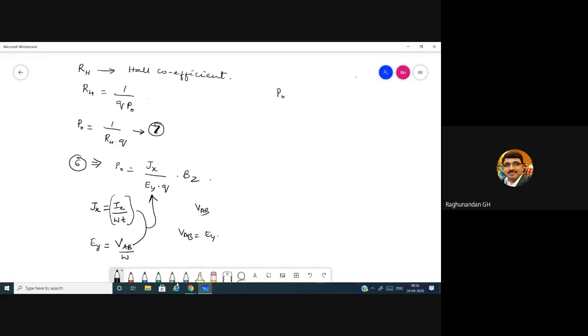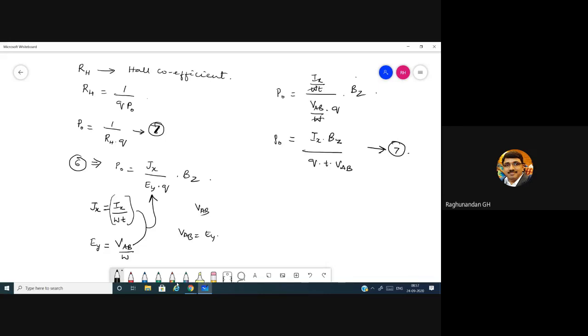So P naught is equal to Ix by Wt by VAB by W into Q into Bz. So what can we cancel in this? W we can cancel. So the equation becomes Ix into Bz by Q into T into VAB. This is P naught. This is equation number 7.